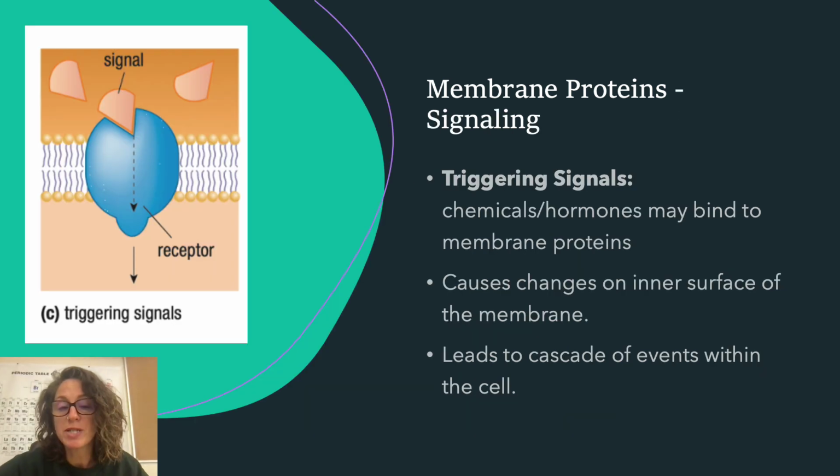Okay, again, we also have signaling between cells. So we have signals, which could be chemicals or hormones, that will bind the membrane proteins shown here, which will cause some sort of reaction down the line within the cell. And again, this would be something you learn about in the future.